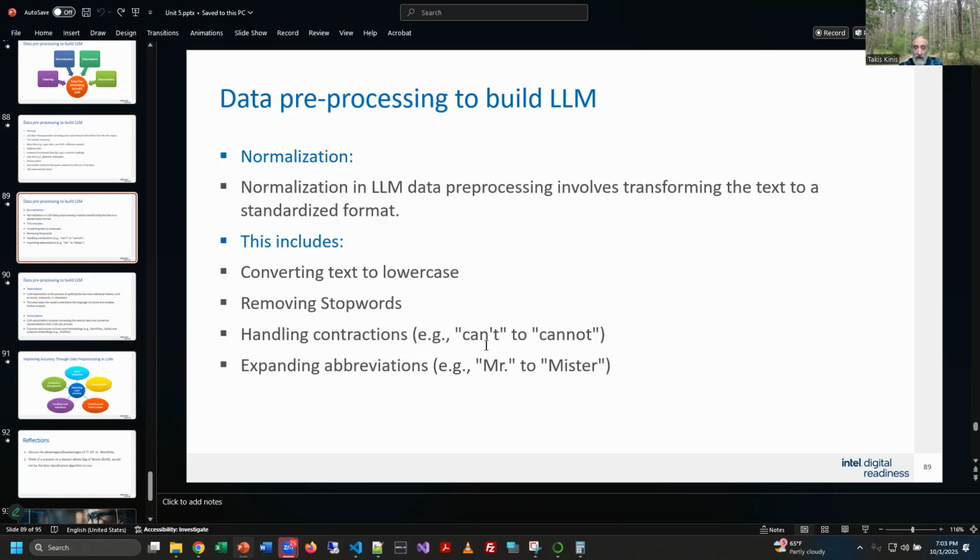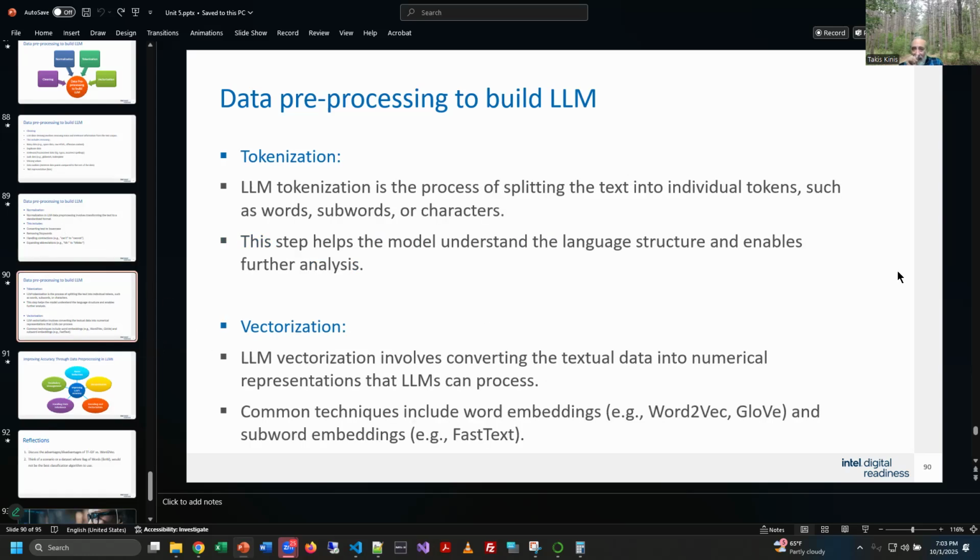And this always makes me think of Lieutenant Commander Data on Star Trek, because he could not do contractions. He had to say cannot, will not, shall not. He couldn't do can't, won't, don't, or shoulda, woulda, coulda, probably, right? So that's kind of an interesting one, because those do mean the same thing. Or if we abbreviate Mister and change it to Mr., or vice versa. So those are normalization techniques.